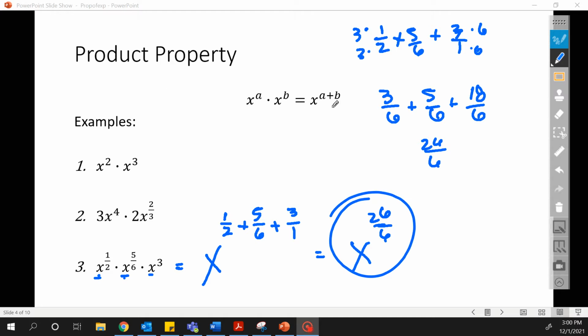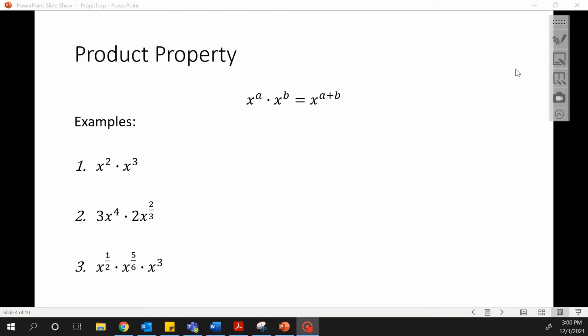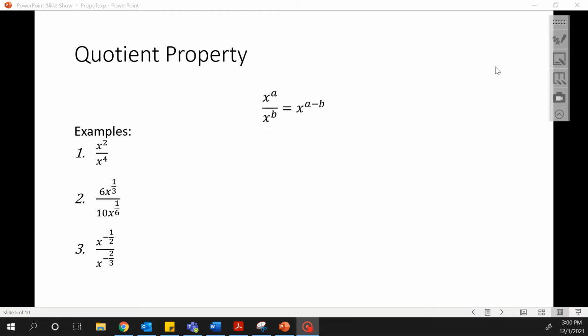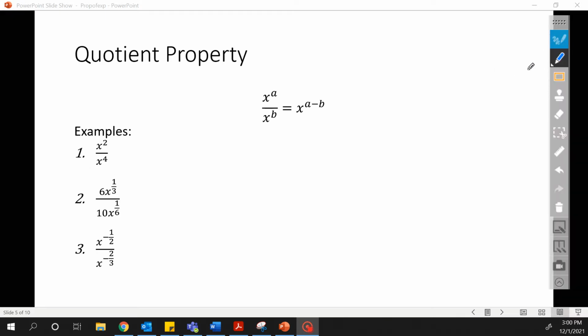And that is the product property whenever you have bases multiplied together. The quotient property is similar. It applies to division. So if you have a base in the numerator and a base in the denominator, then you can combine them into a single base in the numerator by subtracting the exponents. Okay, so base in the numerator, base in the denominator becomes a single base in the numerator with the exponents subtracted, a minus b.